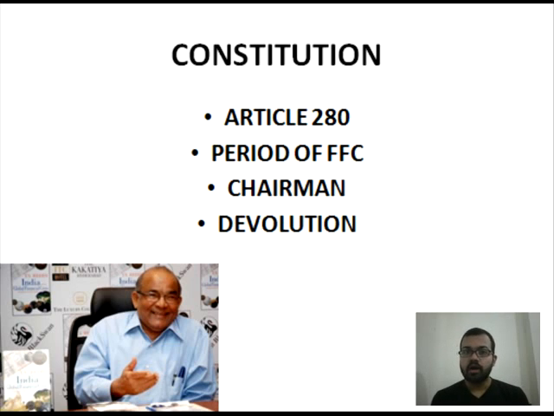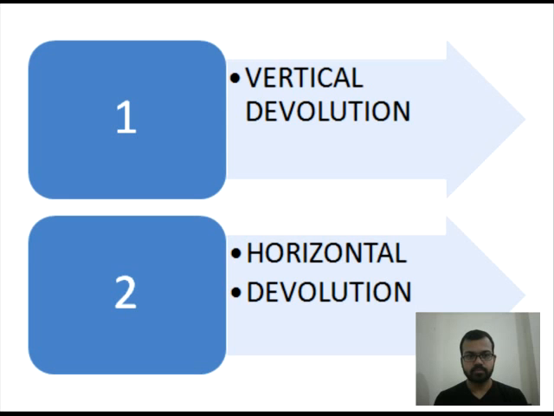Now we consider a quick review of the main recommendations of the 14th Finance Commission. The point to be noted is that all the recommendations were accepted by the central government in totality. So now we come to devolution. This is the major recommendation made by the Finance Commission, because the duty of the Finance Commission is to recommend the net proceeds distribution of the center's divisible pool to all the states. We are considering two types of devolution.